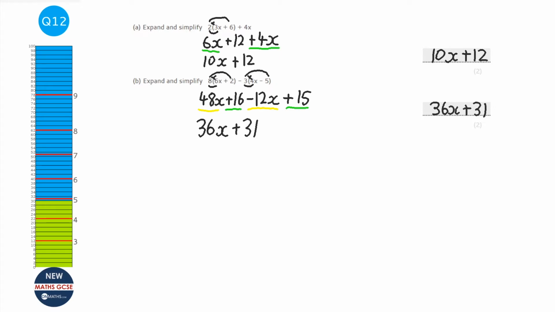Now the most common mistakes are for that bit there, this bit here. Sometimes students will write down negative 15.